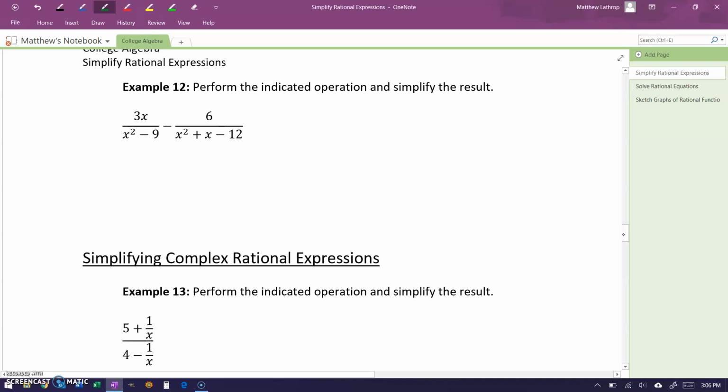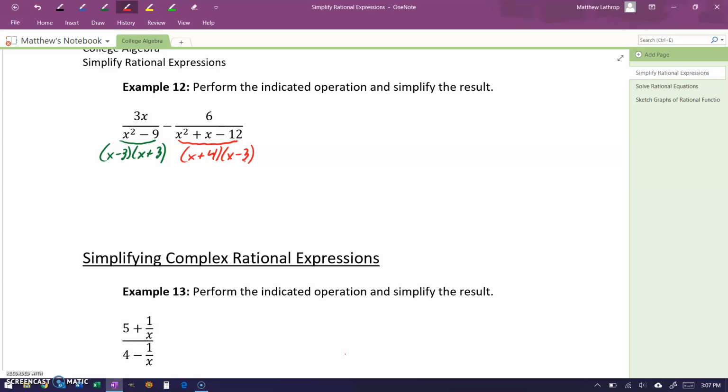In example 12, we want to apply the same idea. We need to start off by getting a common denominator. But before we can do that, we'll have to look at factoring each denominator completely. X squared minus 9 will factor as x minus 3 times x plus 3. And x squared plus x minus 12 will factor as x plus 4 times x minus 3. This means our common denominator will be x minus 3 times x plus 3 times x plus 4.